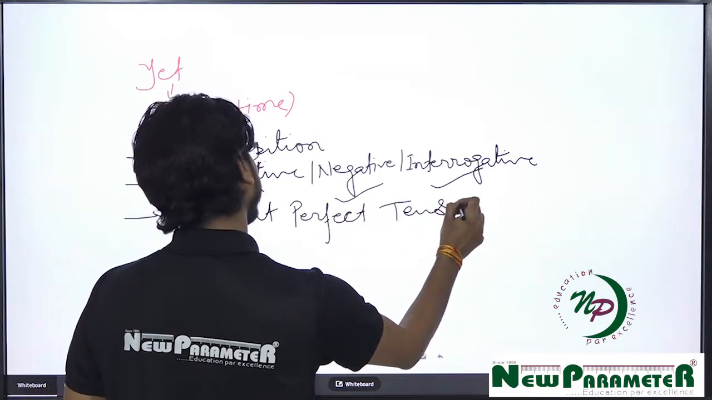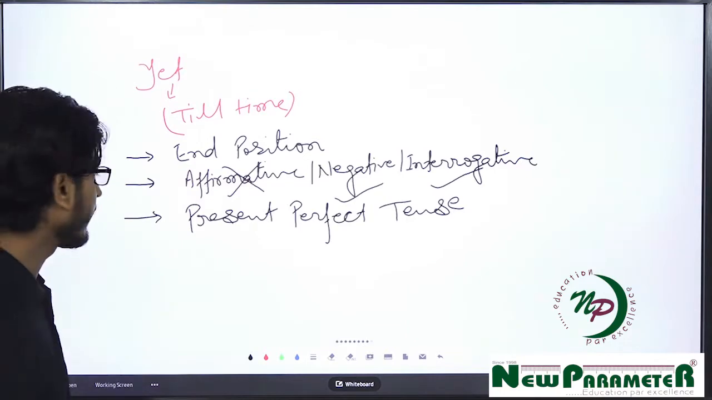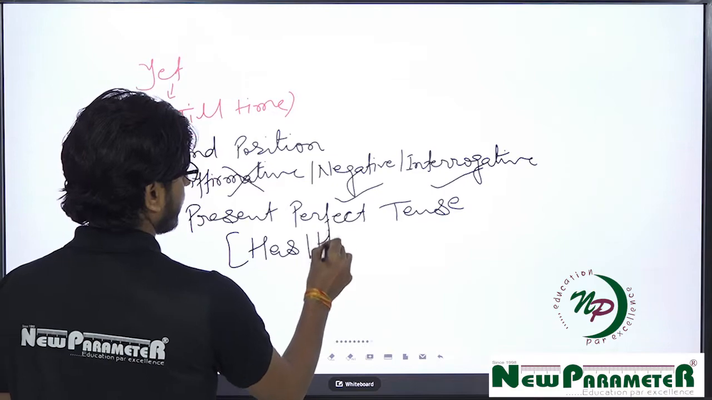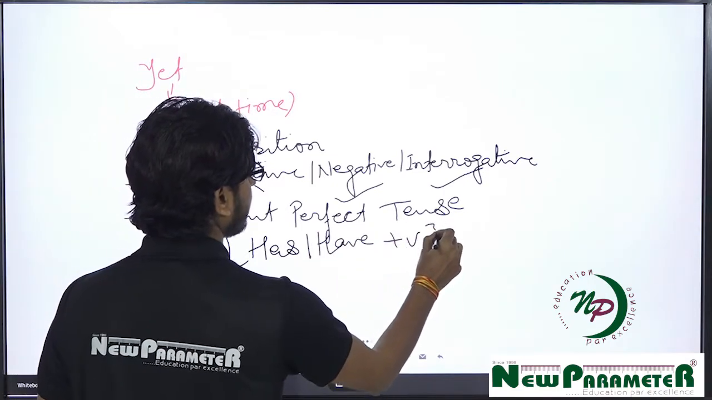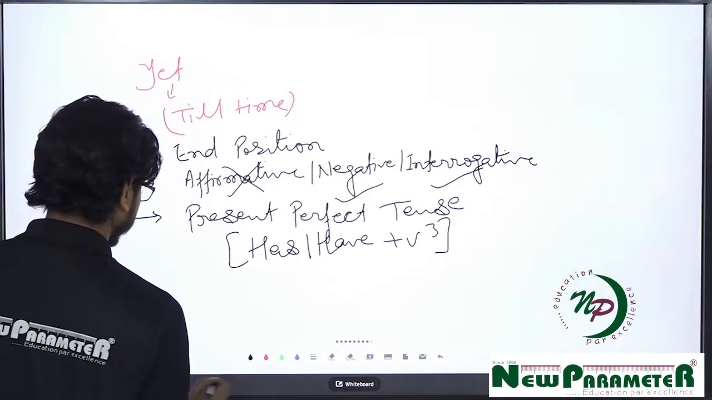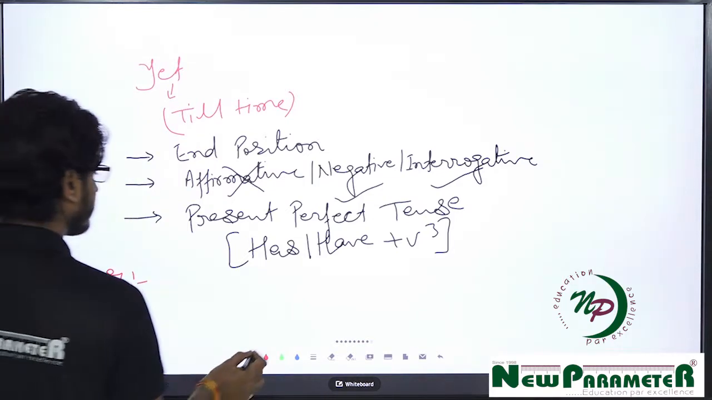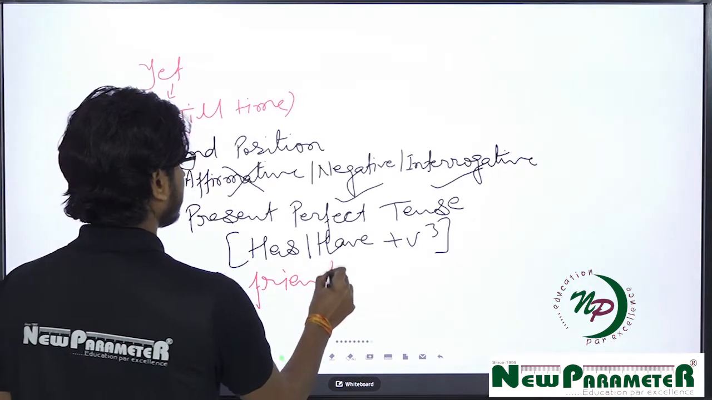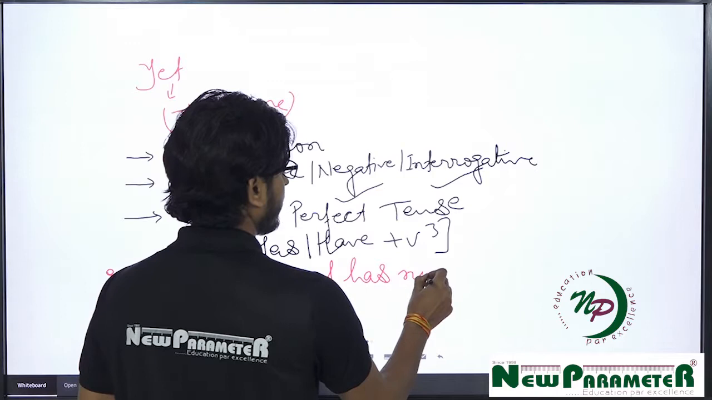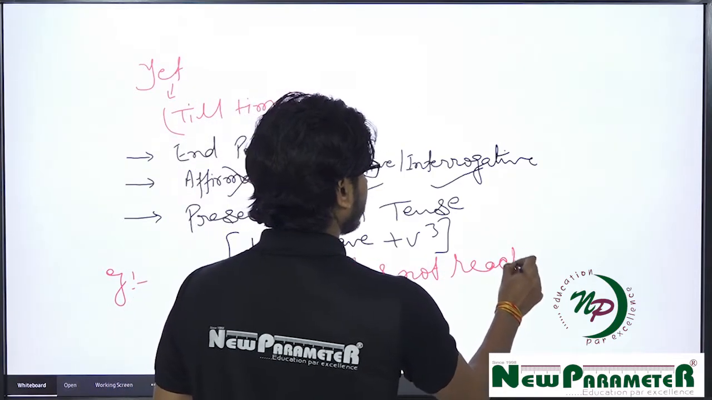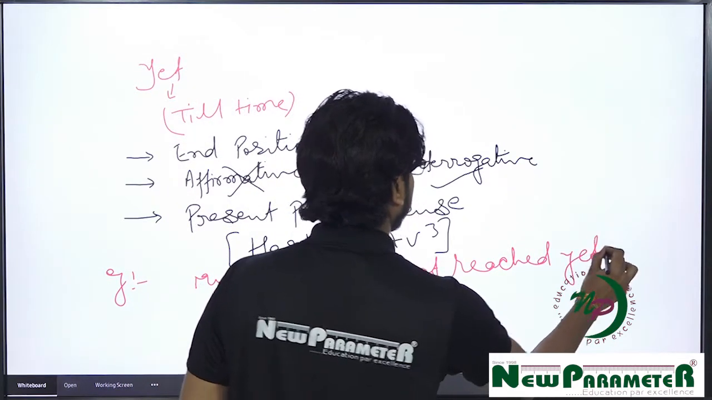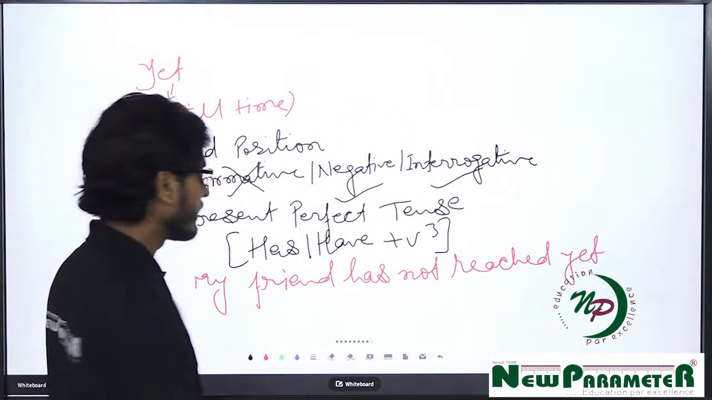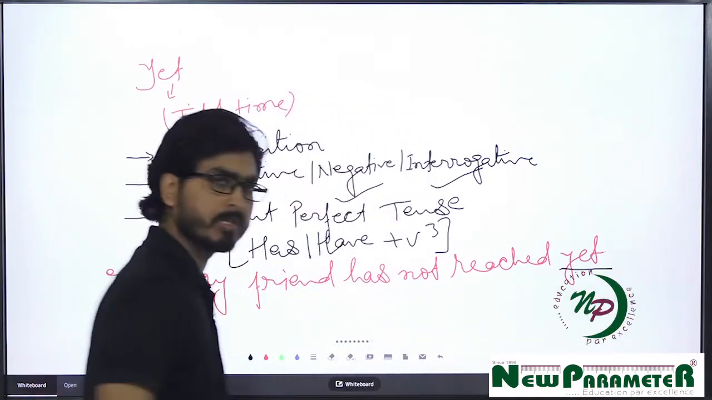perfect tense. How do we know that this is present perfect tense? Yes, absolutely, we can write here has, have plus V3. Say for example, my friend has not reached yet. You can match all the points. First of all, end position. Yes sir, we have "yet" at end position.